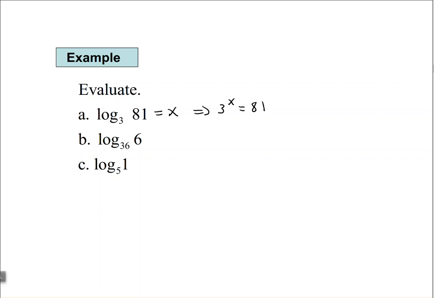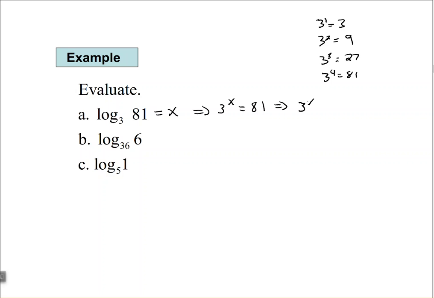So 3 to the power of x equals 81. Now one way to simplify these is to try to write the two sides with the same base. So if I think about 81 and try to write it with the base of 3, I know that 3 to the first power is 3, 3 to the second power is 9, 3 to the third power is 27, 3 to the fourth power is 81. So now I can rewrite 81 with a base of 3 by saying 3 to the fourth power.